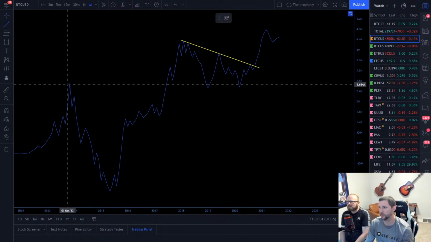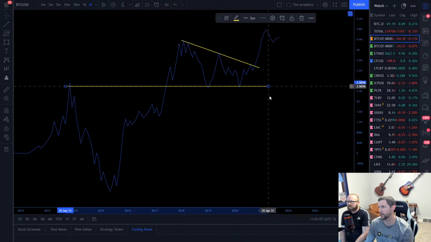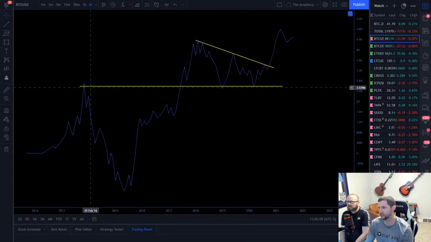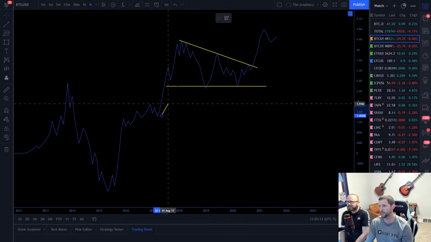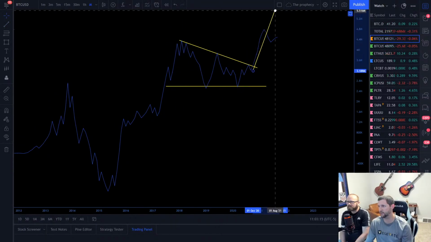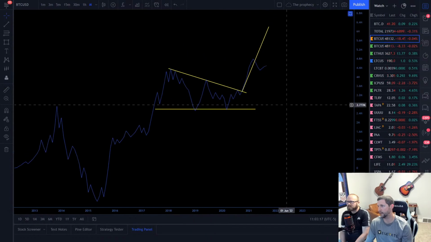But you could even just go from this area here. So this is still like a bull pennant. It's a bull pennant. So then you could take your targets, same as you would with price, and then bam. You'd be looking at higher at some point.